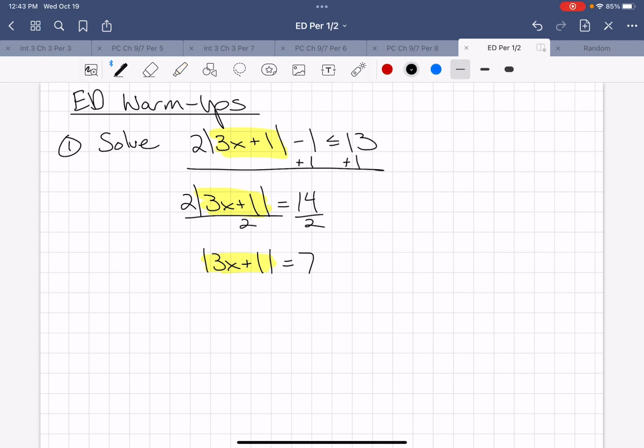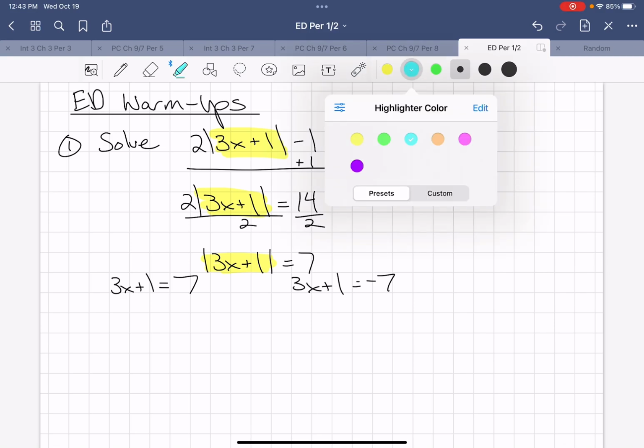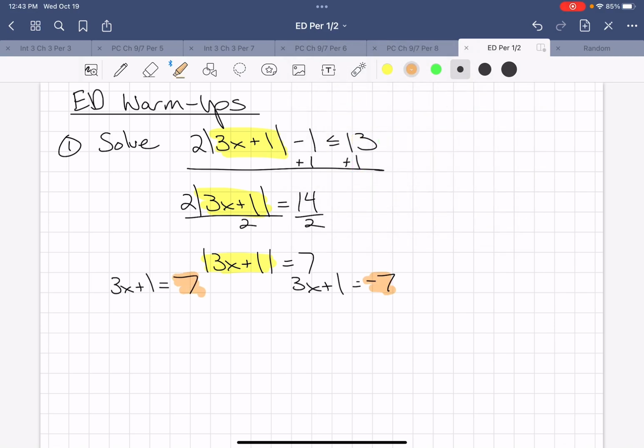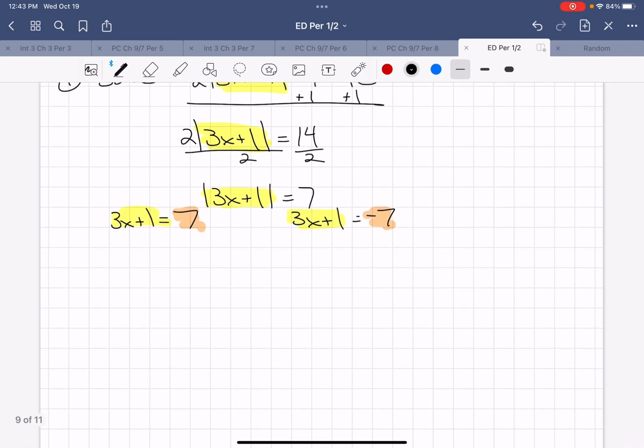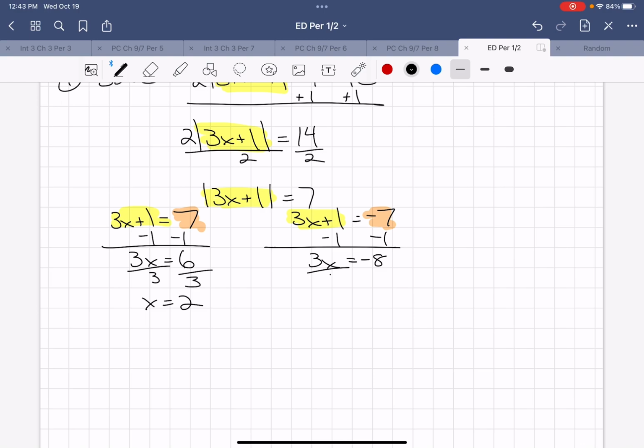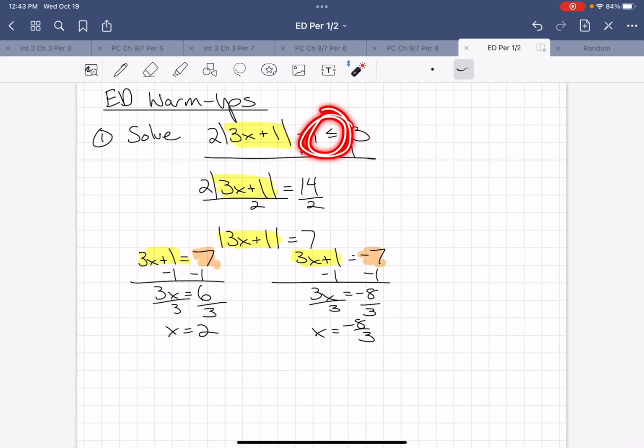Once you've gotten the absolute value alone, the insides could equal 7 like it says, or the insides, don't change the insides, could equal -7. We did not change the insides. We solved these 2 little equations for x. Pause the video if you need to. And then remember, this was an inequality originally. This symbol is the less than or equal to symbol.